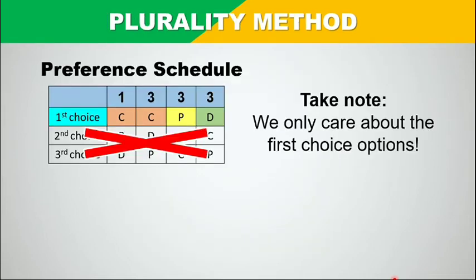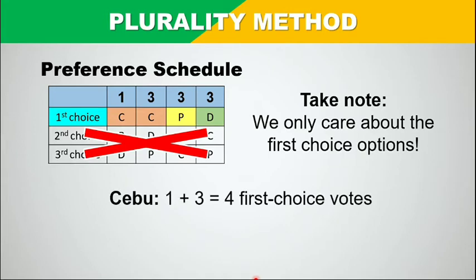Now, take note that in the plurality method, we only care about the first choice options. So we disregard their second choice and their third choice. We only have to look at their first choice. Question: how many of your friends voted Cebu as their first choice? Looking at our preference schedule, there are 2 groups of your friends who voted Cebu as their first choice, C and C. C represents Cebu, so we just add them: 1 and 3. Therefore, Cebu has 4 first choice votes.